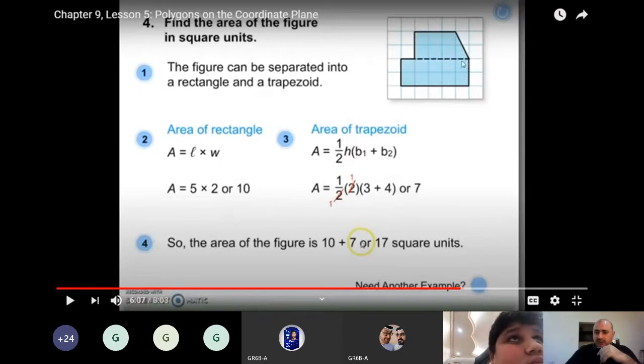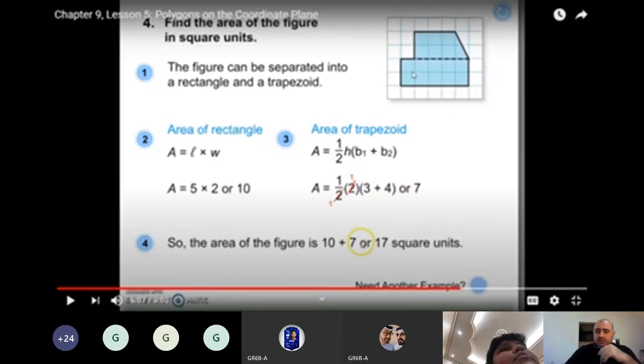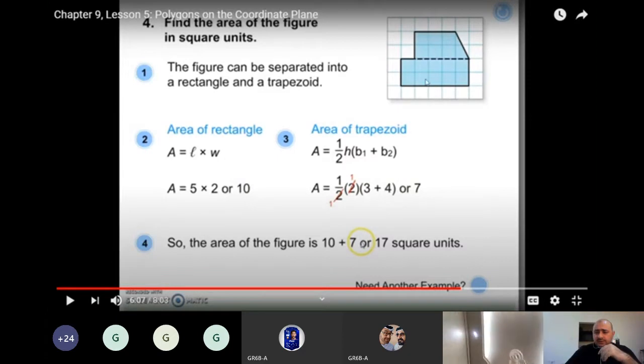So I can find the area for the rectangle, then I can find the area for the trapezoid. As you know, the area for the rectangle is length times width. The length here, 1, 2, 3, 4, 5. So I have here 5. And here we have 2. This is 1, 2. 2 times 5 will be 10 square units. So the area for the rectangle will be 10 square units.